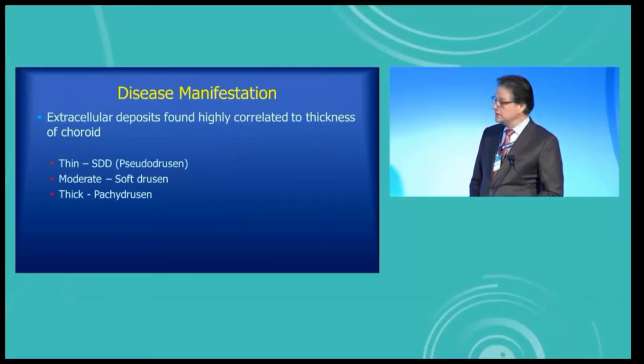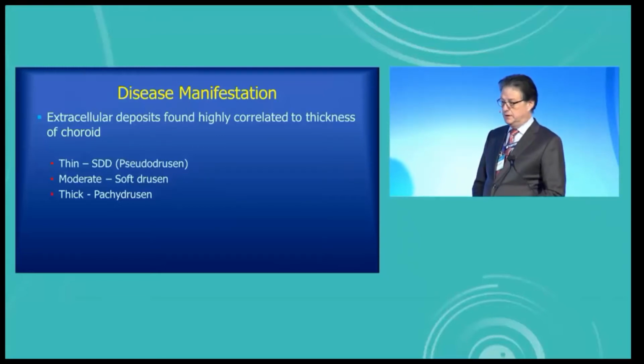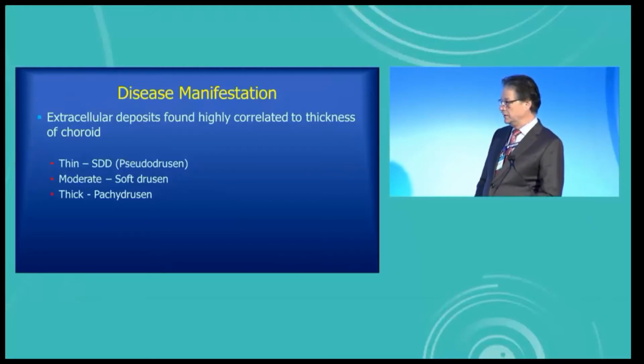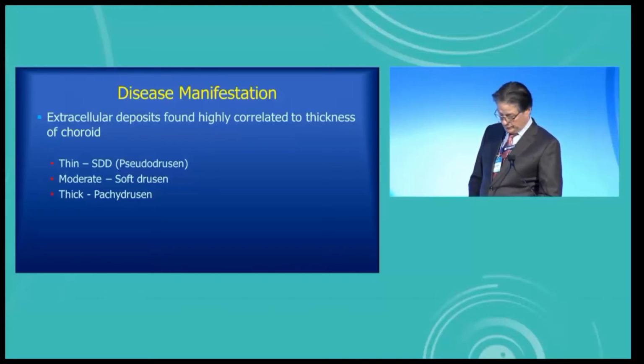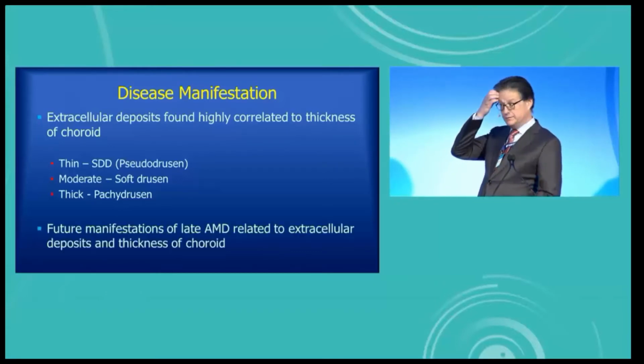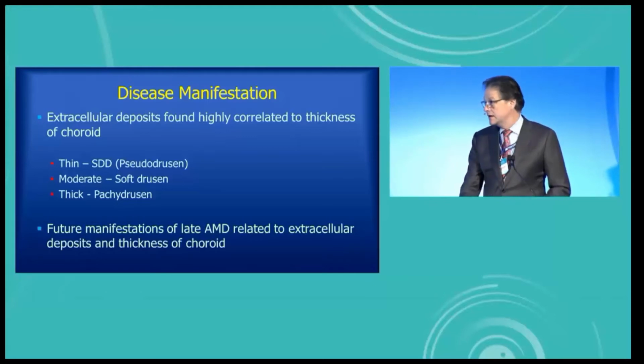So I showed you a little bit about how disease manifestation in AMD depends on how thick the choroid is, and that this could form a basis of how you classify AMD. Older classification systems use color photography by and large, and we can go back now to what we know from looking at patients and guess they had a thick choroid or not, but really in a classification system, you'd like to have the thickness of the choroid. Patients with thin choroids, generally speaking, get pseudodrusen or subretinal drusenoid deposits. People with moderate thickness choroids get soft drusen, and thick choroids, Pachydrusen. The future manifestations of AMD are related to that as well.